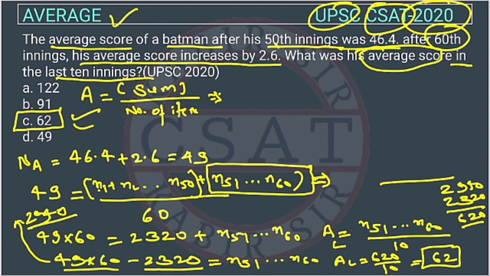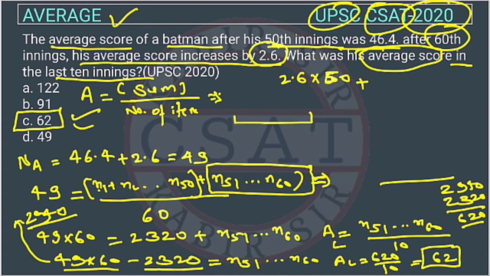See, the average score increased by 2.6. So this average score 2.6 is increased for his initial 50 innings also, right? So it will be 2.6 into 60, right? And what is his average in the last 10 innings? So let's see what is happening.